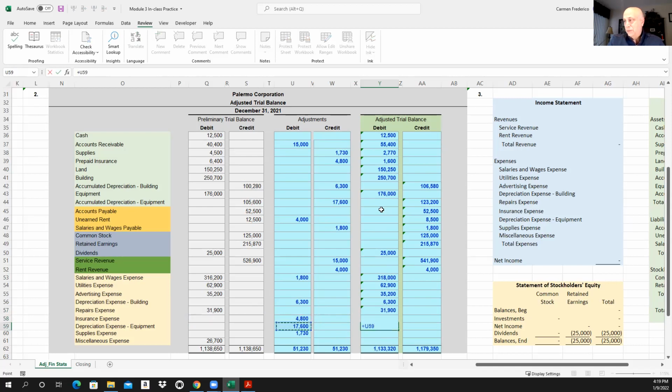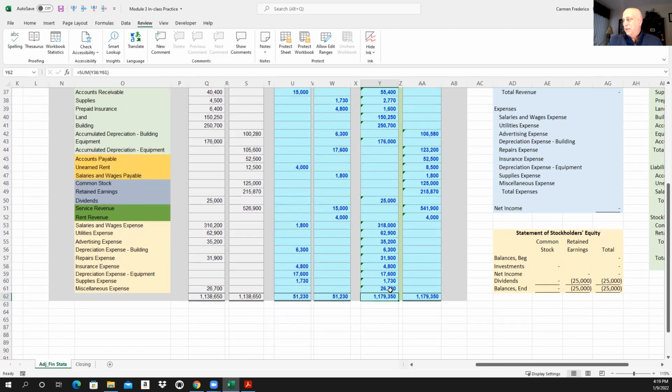The same with depreciation expense. We had nothing, but we made an adjustment of 17,600. And supplies expense, same thing. And then lastly, miscellaneous expense, we did no adjustment to it. So we have 26,700. And you can see all these balances equal. Left equals right. It's a beautiful thing.